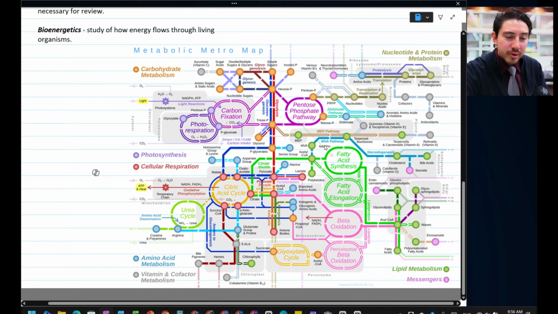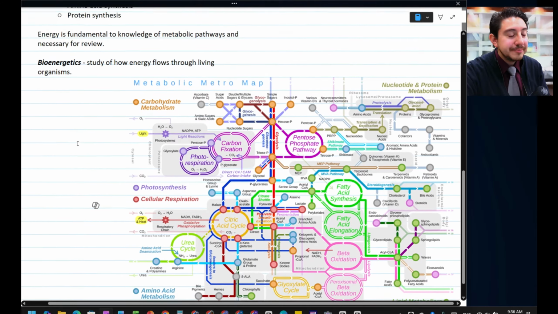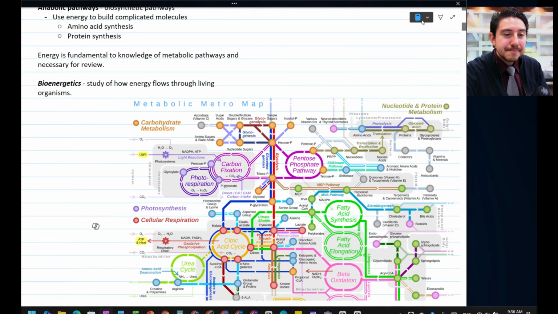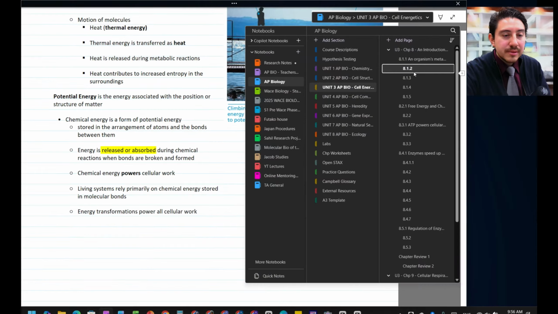Okay? Don't worry at all about this diagram. I just wanted to show you a visual of how complex it can be. Okay? The study of how energy flows within living organisms and living systems is called bioenergetics. Okay? Let's just continue on here.